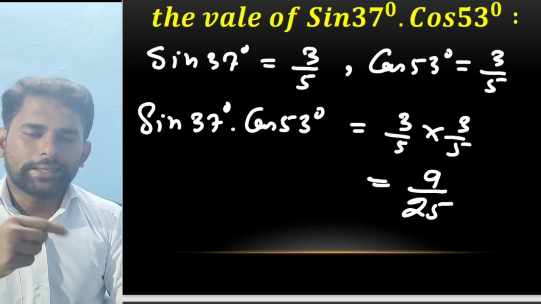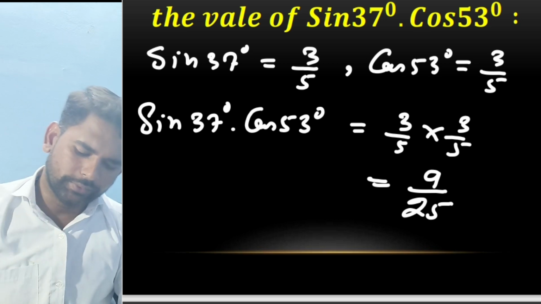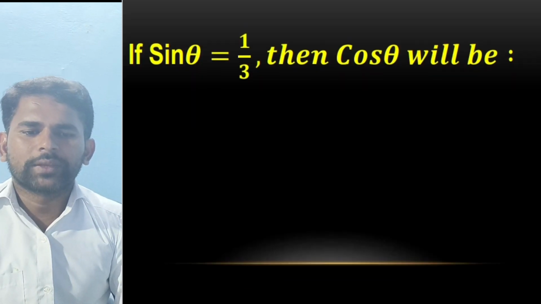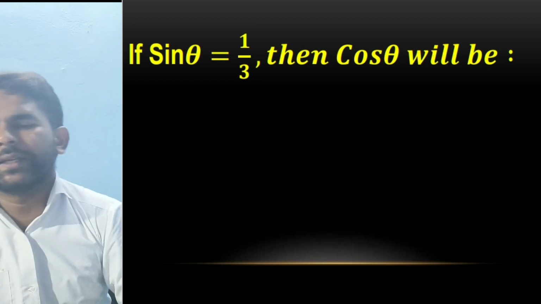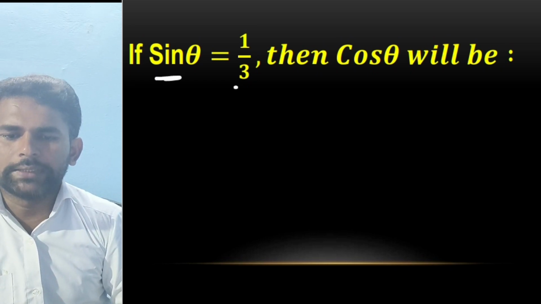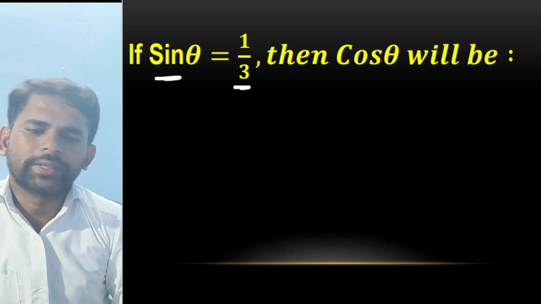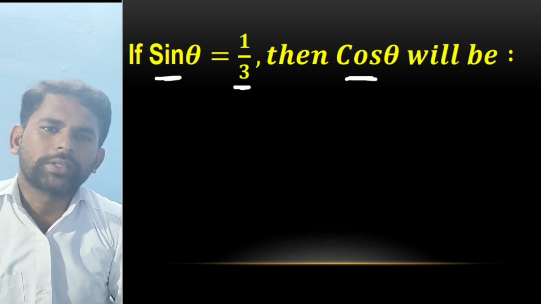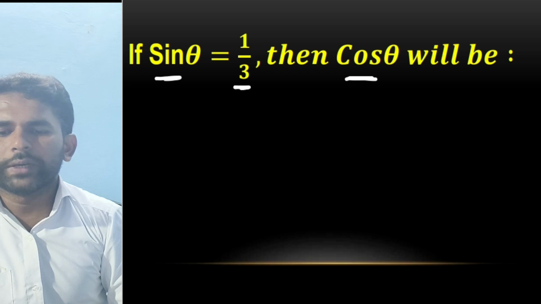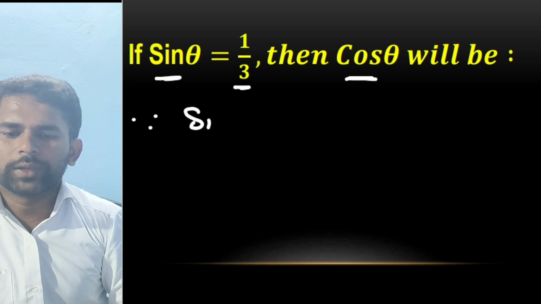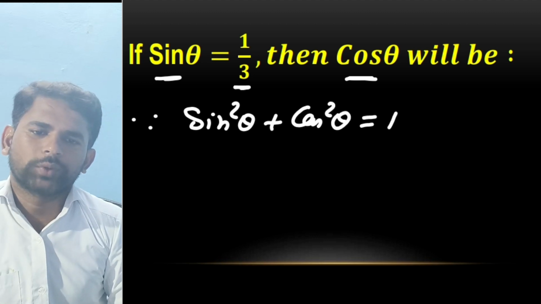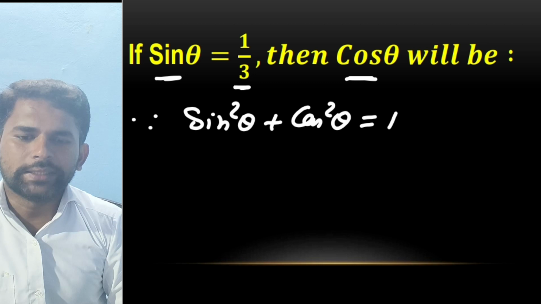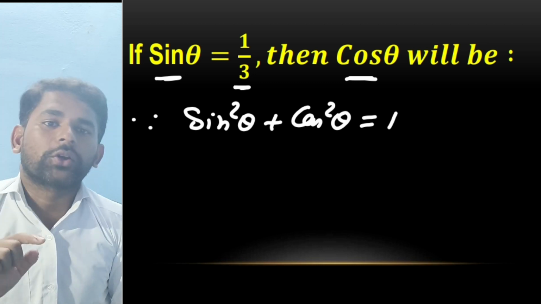Now you can see the next question on the screen. One value is given: sin theta is equal to 1 upon 3. Then they are asking, what is the value of cos theta? We know one relation: sin square theta plus cos square theta is equal to 1. Sin theta is given and they are asking cos theta.